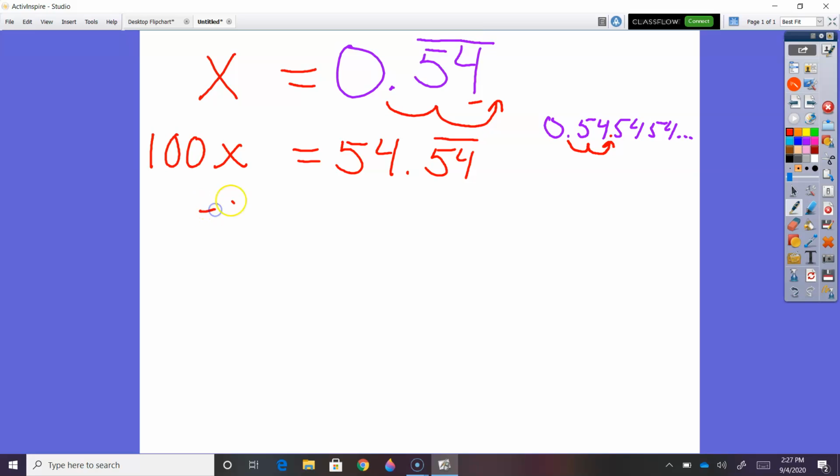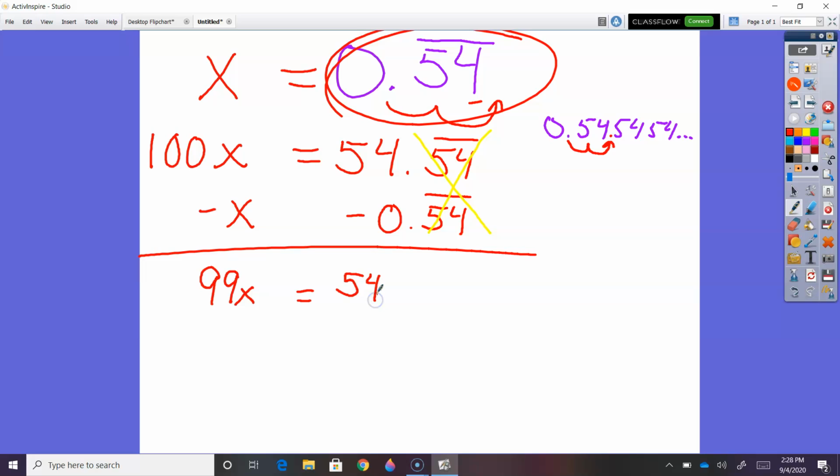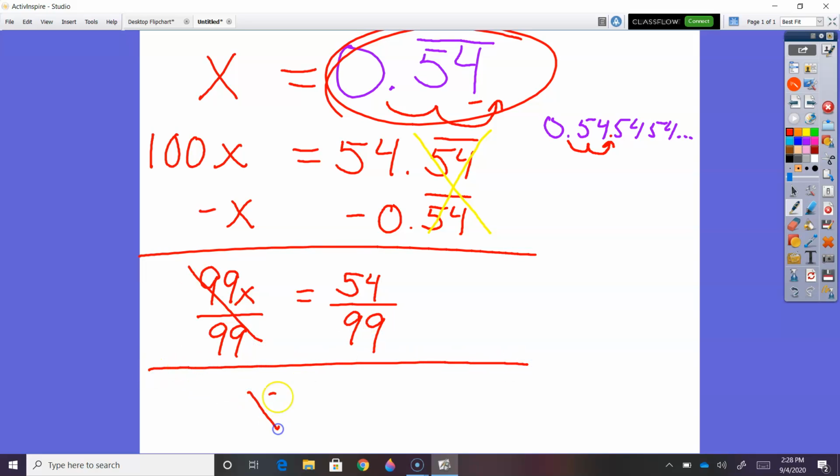I'm going to subtract x from both sides. Remember, this is x. So I'm going to subtract 0.54 repeating on both sides. All that does is it cancels out my repeating mess. So I have 100 x's minus 1x gives me 99 x's. 54 take away 0 gives me 54. Divide by your coefficient of 99. X gives you 54 over 99.